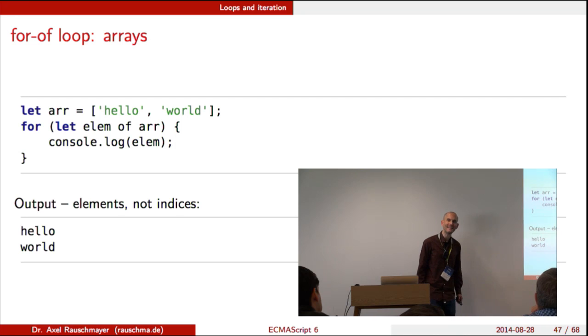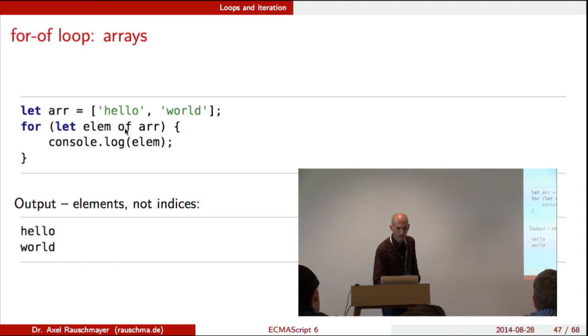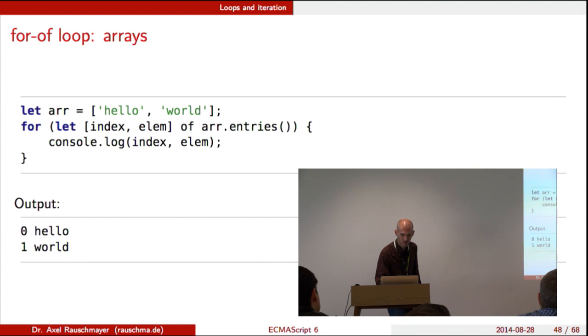So you have the for in loop, which I really don't recommend to use. And for of is what for in should always have been. Because here you iterate over the elements of the array. And so this is really convenient. It becomes even more convenient with iterables.